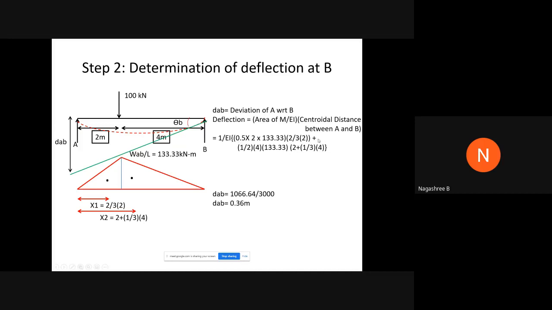Okay, next, coming to the bigger triangle. The area of the bigger triangle is half into base, which is 4 meters, into height, 133.33. So 133.33 is the height, and then we need to multiply it with the centroidal distance. Since we are taking A as the reference, observe the blue color line here: from this blue color line to this dot, it is 1/3 of the base.